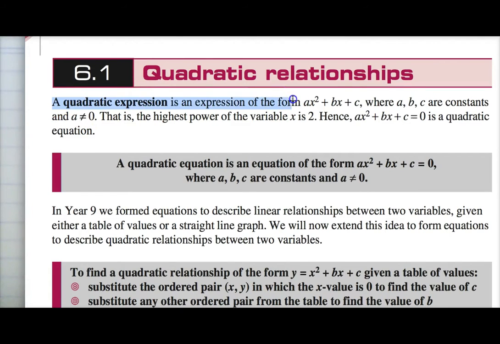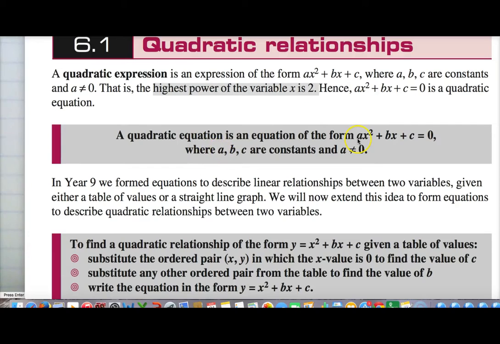Actually, girls, I'll just get you to copy that. Can you copy what's in the grey box? A quadratic equation is an equation of the form ax squared plus bx plus c equals 0, where a, b, c are constants, a does not equal 0. And can you also write down that the highest power of x is 2. So I want that whole grey first box.